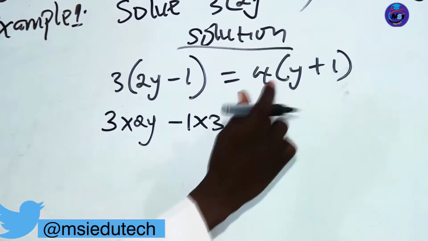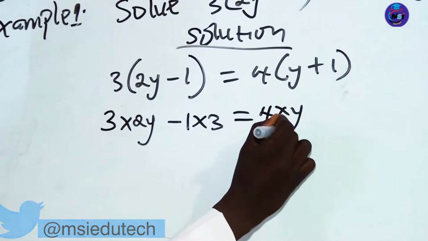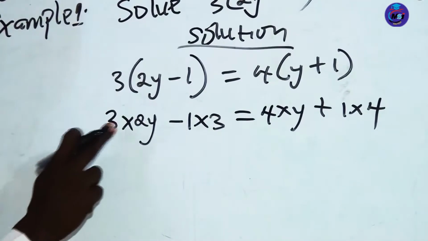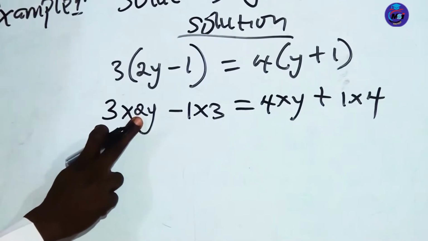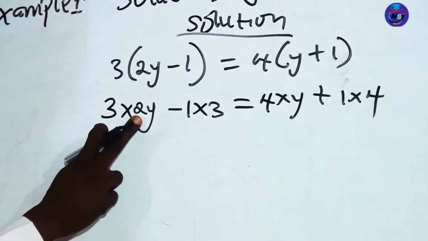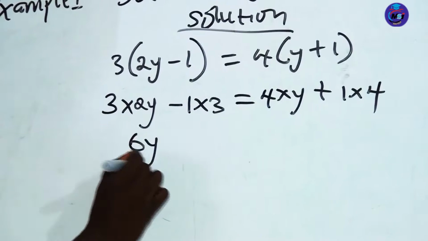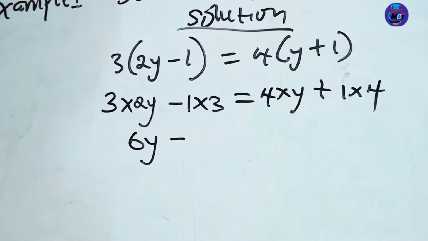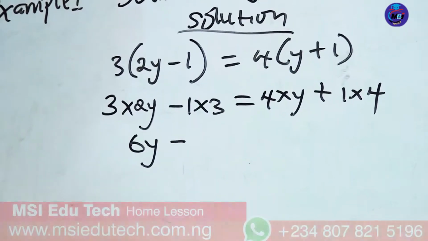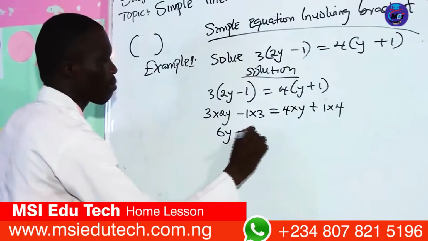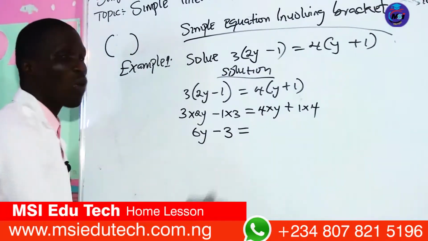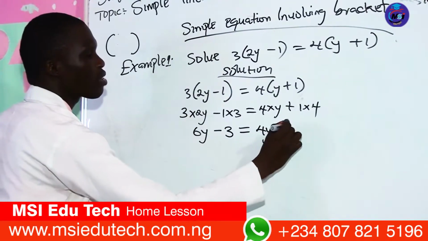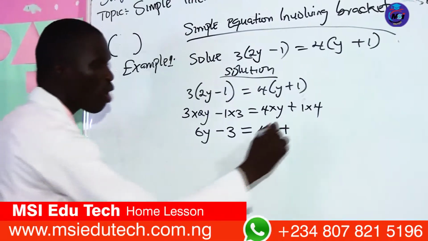Now let's open this part: 4 times y, plus 1 times 4. 3 times 2 will give us 6. So 6y, minus 1 times 3 will give us minus 3, equals to 4 times y, which gives us 4y, plus 1 times 4, which gives us 4.